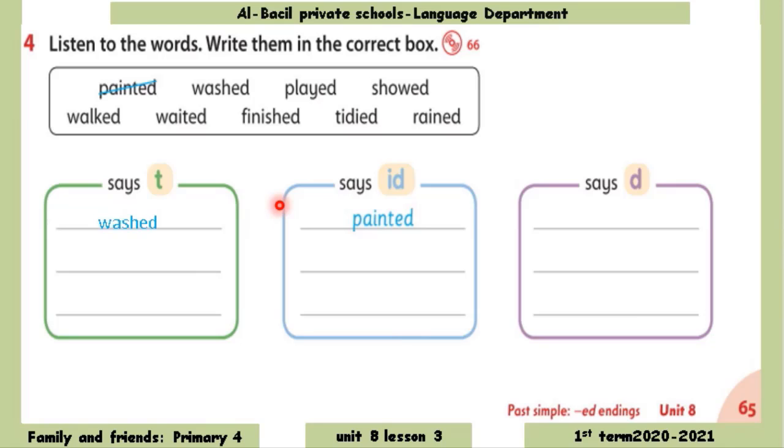Okay, what about played? Played. Wonderful. Yes, says D. Showed. Good. Says D. Walked, yes, says T. Waited, very good, says ID. Finished, yes, the first box. Tidied, yes, says ID. Rained. Bravo, says D.